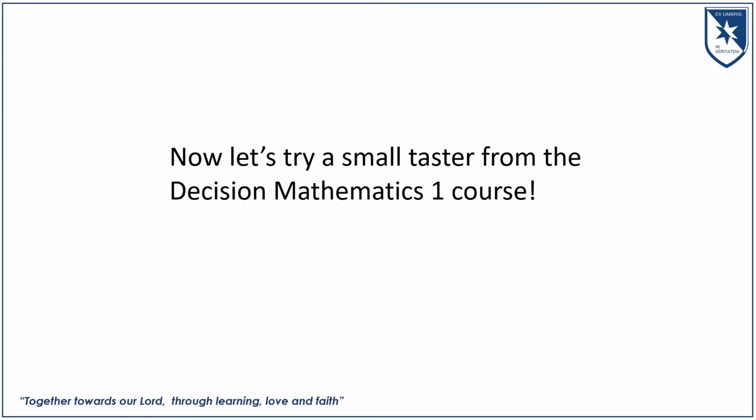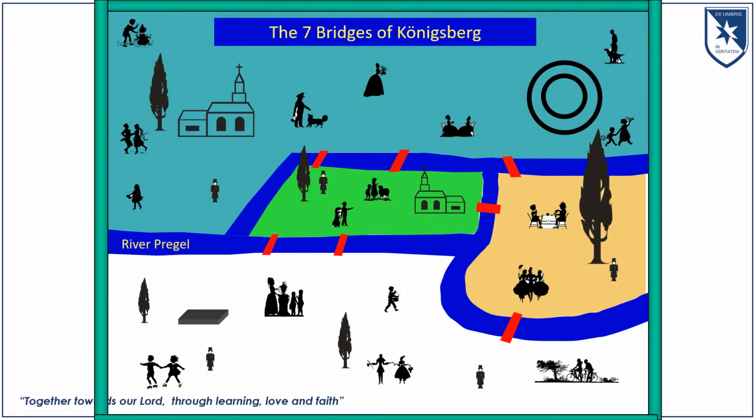So now we've completed the introduction to the course, I think it's time that we had a small taster session from the Decision Mathematics 1 course. We're going to have a look at something called the Seven Bridges of Königsberg problem. Before we look at this in more detail and the history behind it, we need to do some basic maths.